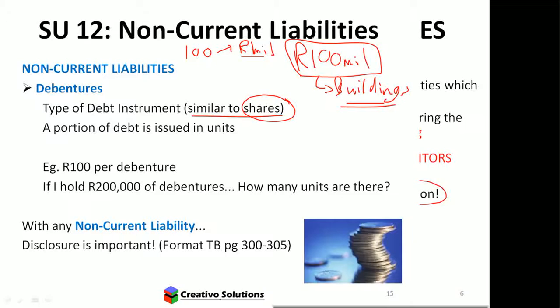Okay, so a debenture is exactly that. It's a portion of debt that's broken up into different units. It's like taking 100 million and breaking it up into 100 loans of 1 million Rand each. That's what you're doing. Okay, so with any non-current liabilities, is disclosure important?